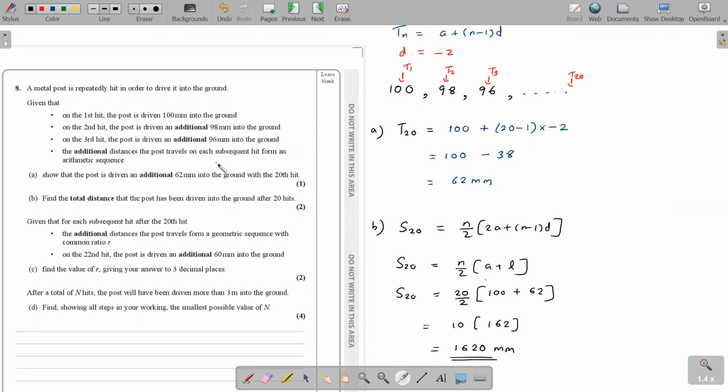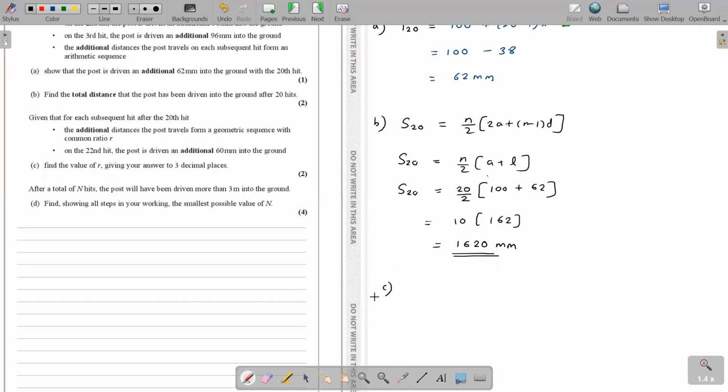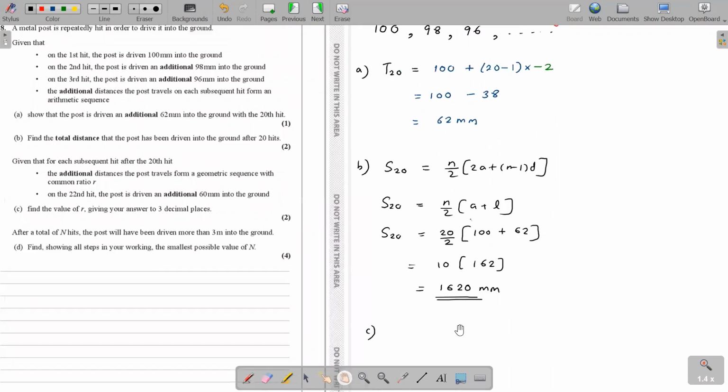So basically by the time you do the 20th hit, the post has gone into the ground a distance of 1620 millimeters. Okay. We now look at part C. So this is where it gets interesting. They say here, given that for each subsequent hit after the 20th hit, the additional distance the post travels forms a geometric sequence with common ratio R. Okay, let's go again. Now the 20th hit, how much did it travel?